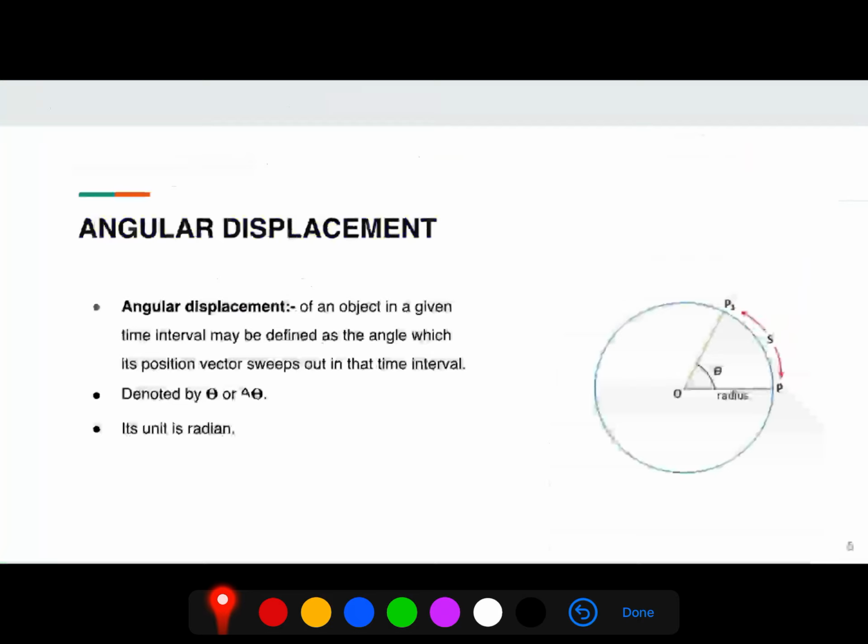Now another subtopic is angular displacement. Angular displacement of an object in a given time interval may be defined as the angle which its position vector sweeps out in that time interval. The angular displacement is denoted by theta or delta theta. Its unit is radian.